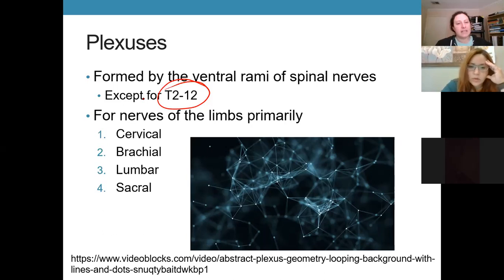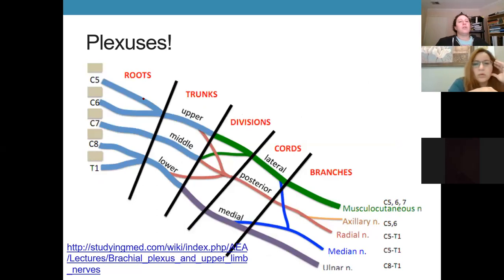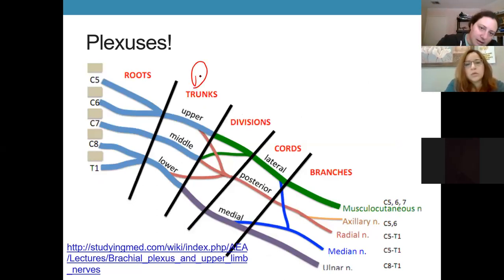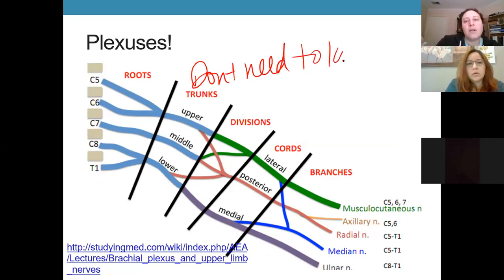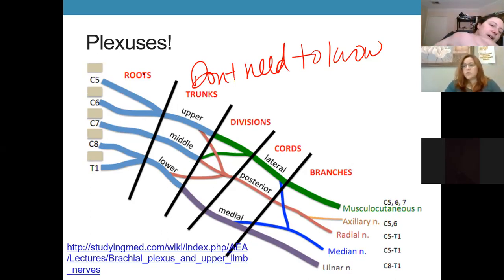Now again, there's a lot of detail here that we're not going to cover that you may have to learn later if you take more complex classes about this stuff. So you don't need to know this. But in order to understand how and why this happens, it's handy to show. So there's different parts to it and they all have different names, but basically these are the ventral rami.